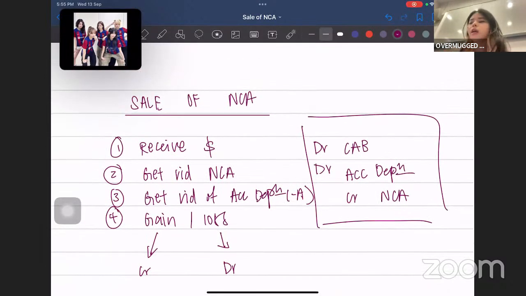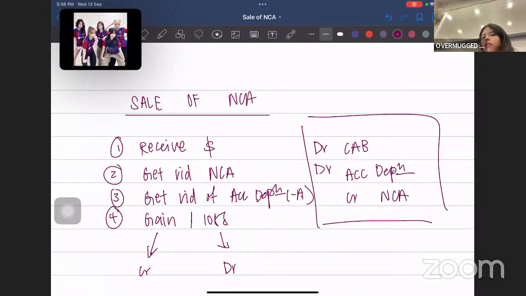Okay, so NCA, a lot of students always complain and say that it's very complicated, very difficult, but actually it's not. So you just follow these 4 steps. I sell, receive money, debit cash at bank or trade receivable. I sell NCA, so credit NCA. With the NCA, I also know that it comes with accumulated depreciation, so that has to go as well. So to get rid of accumulated depreciation, I need to debit it. When I debit it, these 3 add together, it will give me the difference between the money I receive and the NBV of my asset, net book value.